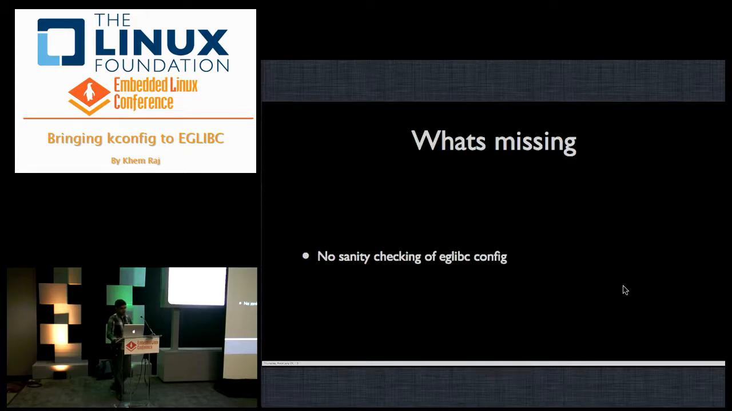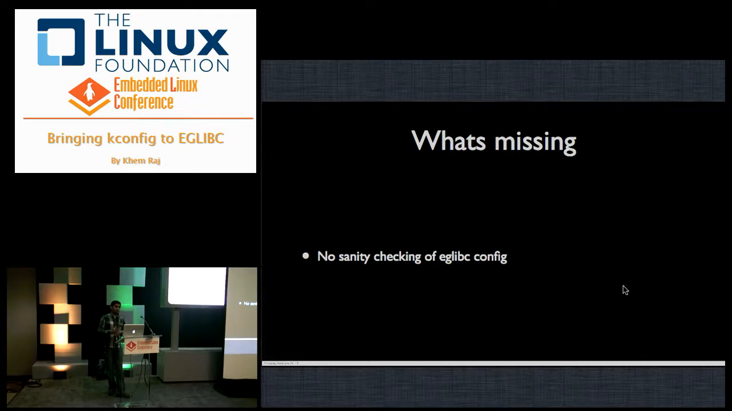So what's missing currently? It doesn't do sanity checking for the config file. So if you mistype an option, it'll accept it. And if you miss a dependency, it will not take it, and it will fail to build. And you won't get a sensible message out of the build saying why it failed. It will just complain about the missing functionality.